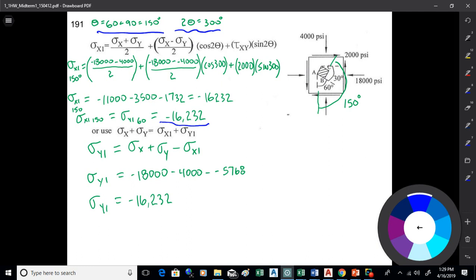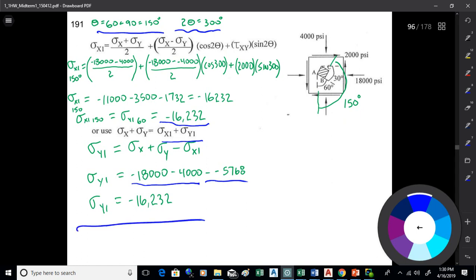Now, that's one way to do it. And what that is, sigma x1 at 150 degrees. That's how I would reference that. Now, there's also a little bit of a shortcut I can use on equation 31, where if I take sigma x plus sigma y, which are givens, they should equal the sum of sigma x1 and sigma y1. I just found sigma x1 on the previous slide. It's negative 5768. So if I take sigma x plus sigma y minus sigma x1, I'll get sigma y1, and that's negative 16,232. Same answer as up above. You can do it either way.